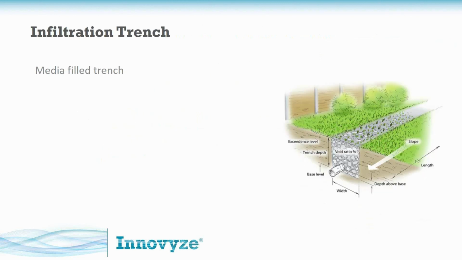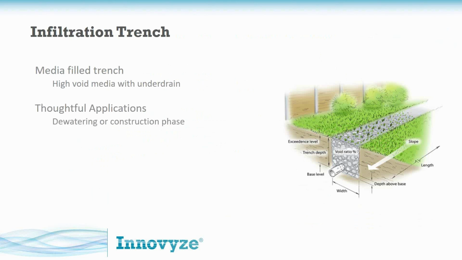So, infiltration trenches. A media-filled trench is not a very descriptive sentence, but this is basically high void media with an underdrain. There are a lot of applications for this. Let's say we are doing some sort of mining, or you might need to dewater your site during the construction phase. That's what infiltration trenches are great at. They're basically rain gardens without a ponding area. Water gets right to this trench and goes right down.